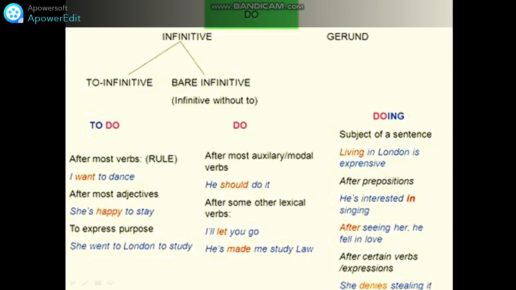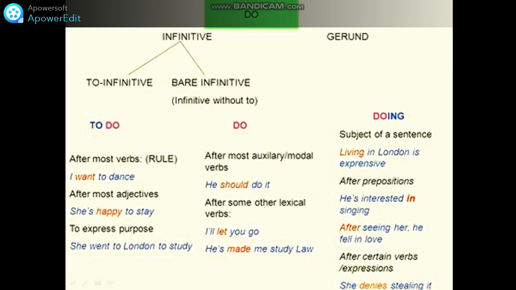After some other lexical verbs, for example, I'll let you go. So let is followed by infinitive without to. Or he's made me study law. Made someone do something. Okay? Very good. Now next one.